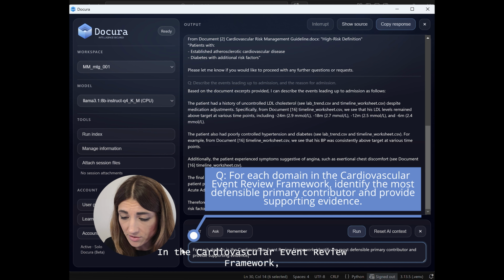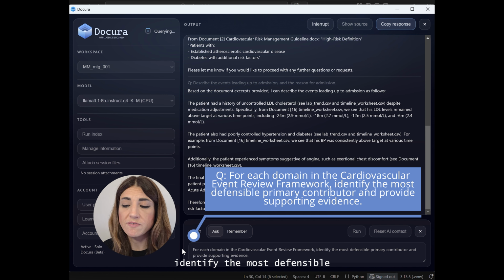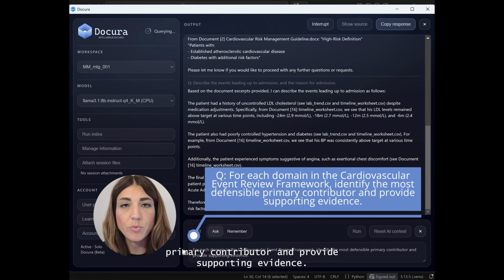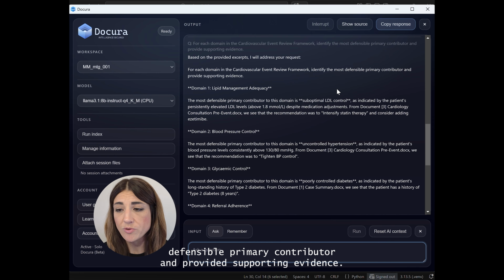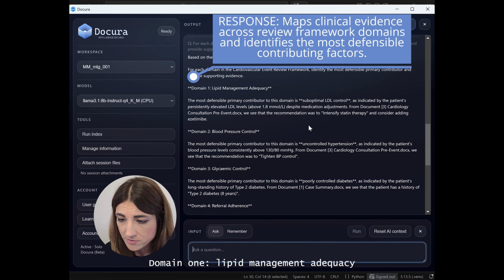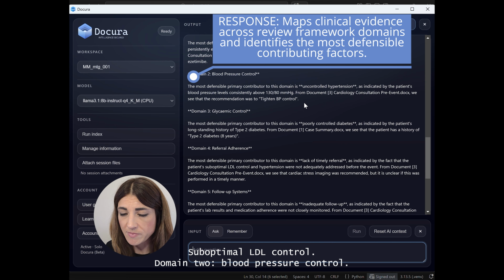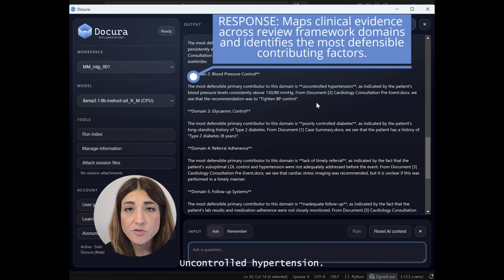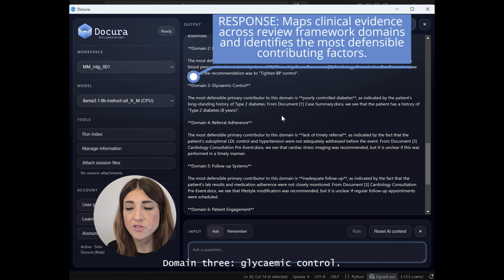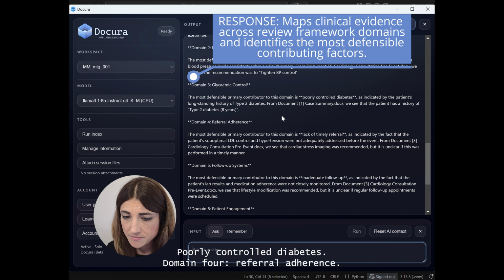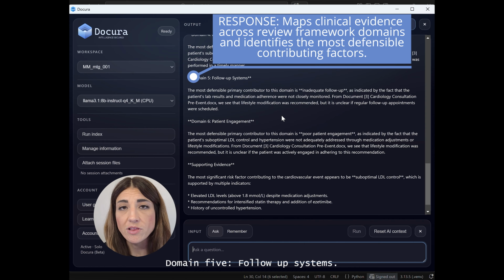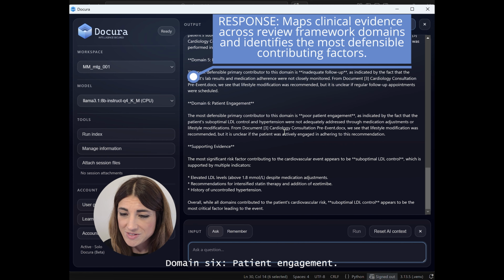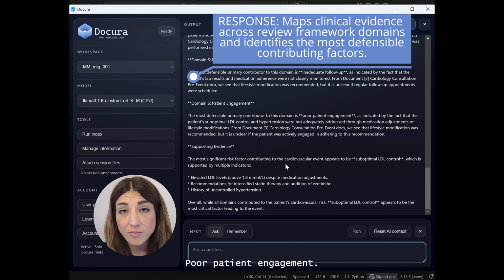For each domain in the cardiovascular event review framework, identify the most defensible primary contributor and provide supporting evidence. Domain 1, lipid management adequacy, suboptimal LDL control. Domain 2, blood pressure control, uncontrolled hypertension. Domain 3, glycemic control, poorly controlled diabetes. Domain 4, referral adherence, lack of timely referral. Domain 5, follow-up systems, inadequate follow-up. Domain 6, patient engagement, poor patient engagement.